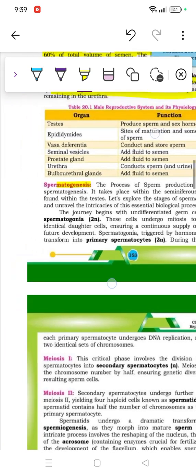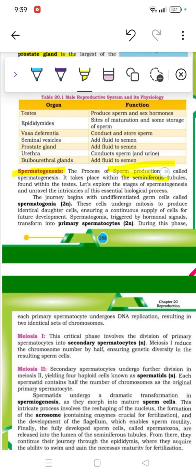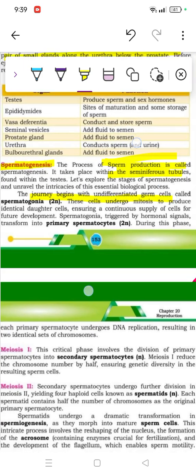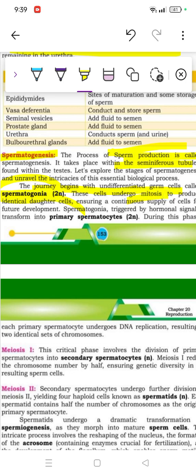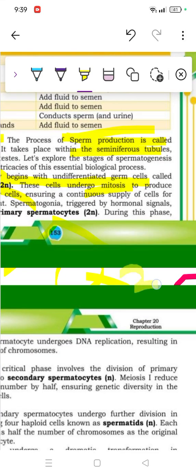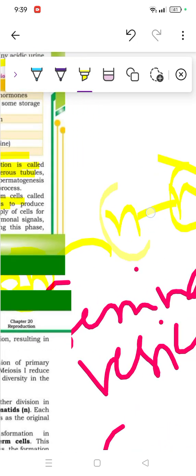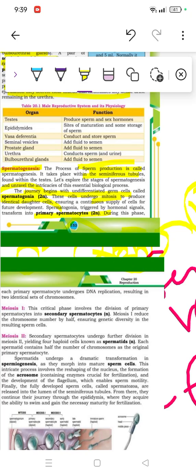Spermatogenesis is simply the process of sperm production. It takes place within the seminiferous tubules. The journey begins with undifferentiated germ cells, called spermatogonia. These cells undergo mitosis, and the cells are divided into type A and type B. Type A remains the same, while type B divides and forms 2n primary spermatocytes, which I mention here.